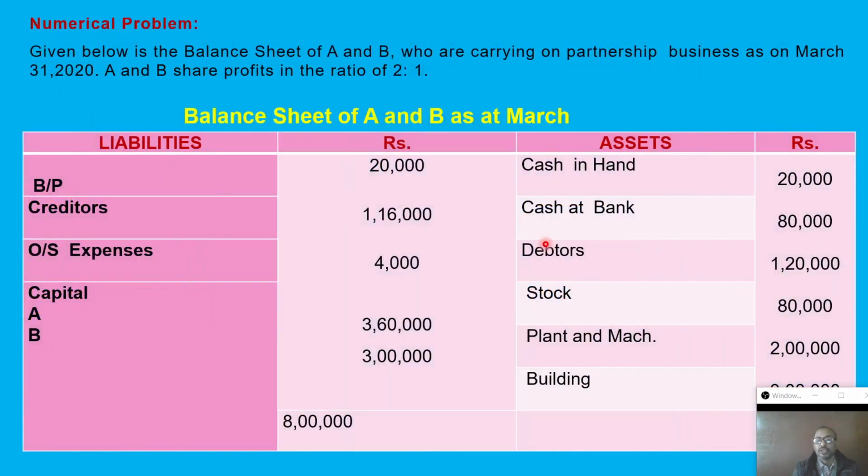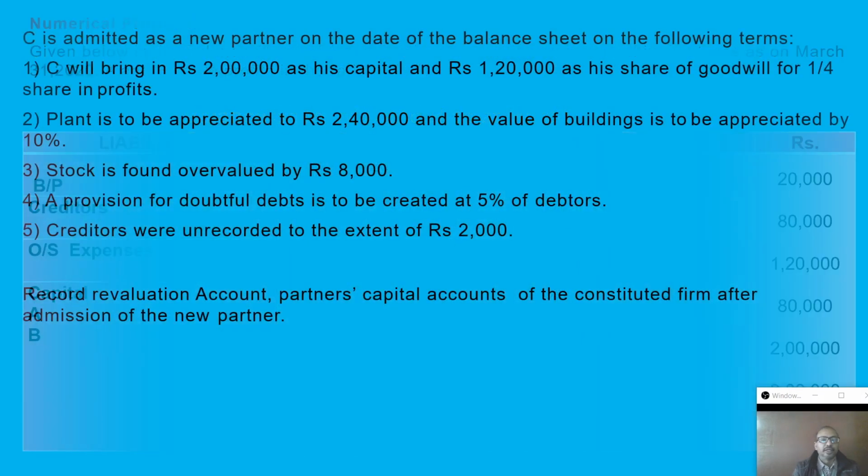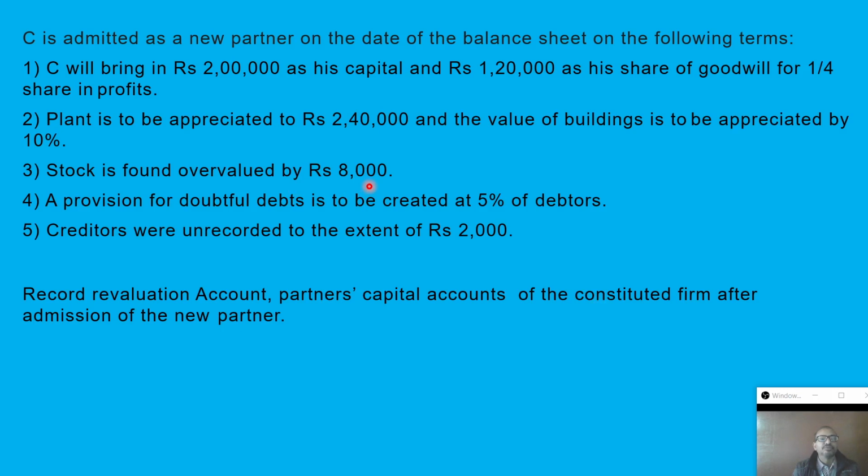Here you can see the debtors, stock. Here 80,000 is the stock provided. Here it should be 72,000. So if you decrease 8,000, that mistake will be rectified. Therefore, for the adjustment entry: revaluation account debit to stock account 8,000.